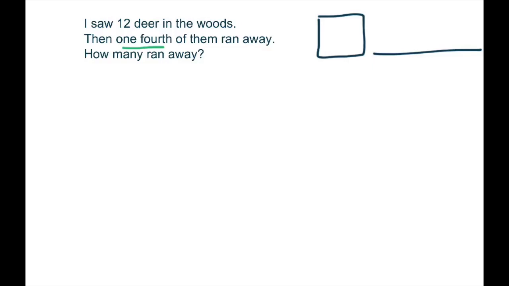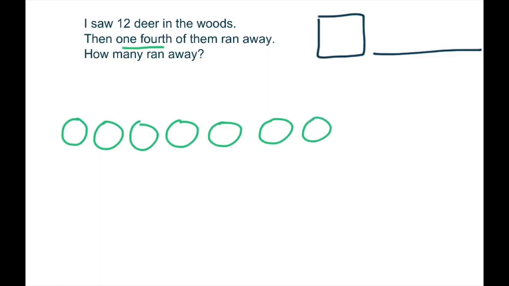That's a fraction we learned, and it means that we need to split something up into 4 equal pieces. So there are 12 deer, so I'm going to start by drawing circles for the 12 deer. Okay, there's my 12 deer. Now 1/4 of them ran away, so that means that I need to split these 12 into 4 pieces.